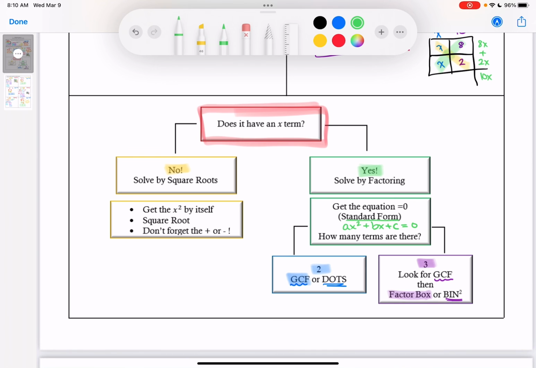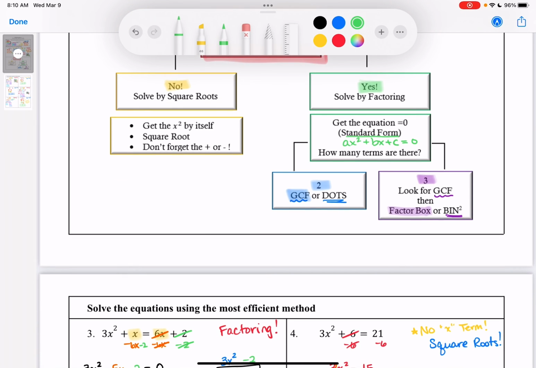All right, if the answer is yes, it has an x term, then you're going to use factoring. First step is to get that equation into standard form. Get it equal to 0. And then take a careful look. How many terms are there? If there's 3 terms, look for a GCF. That'll make your factor box easier, but then use a factor box, right? Bin squared if you really remember it. Are there 2 terms? Definitely look for a GCF. Most often it's going to be just a GCF. It could possibly be dots, but really be looking for that GCF if it's 2 terms.